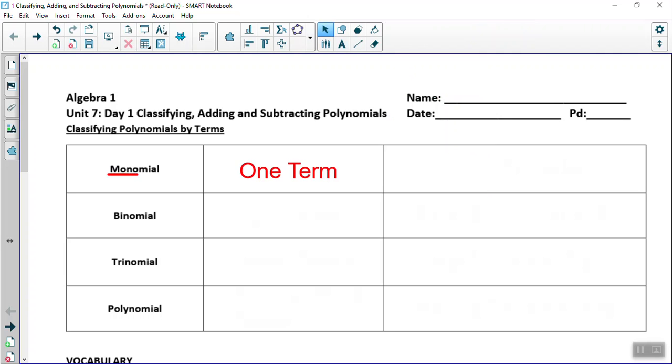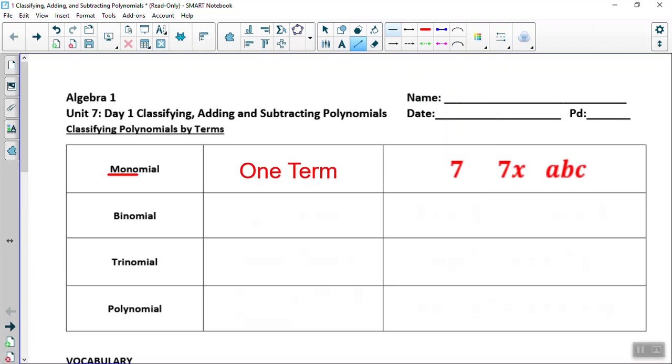So some examples would be 7, 7x, or ABC. Each of these are separate individual monomials. 7 is one monomial, 7x is a monomial, and ABC is a monomial. There's no addition or subtraction signs in it, so they are each individually one term.